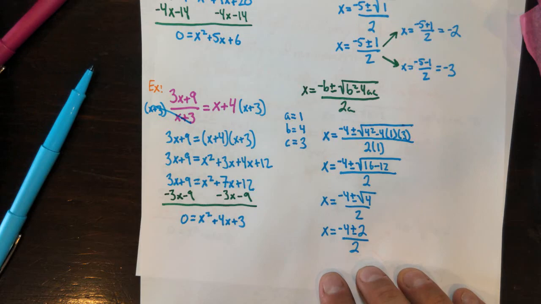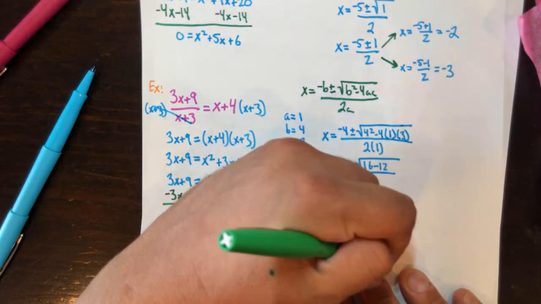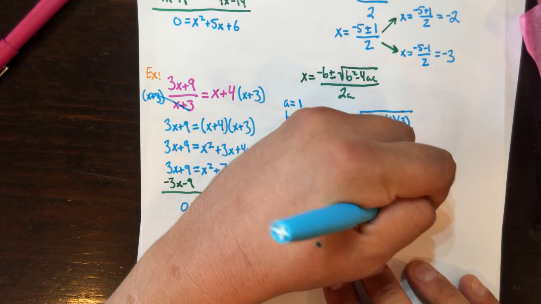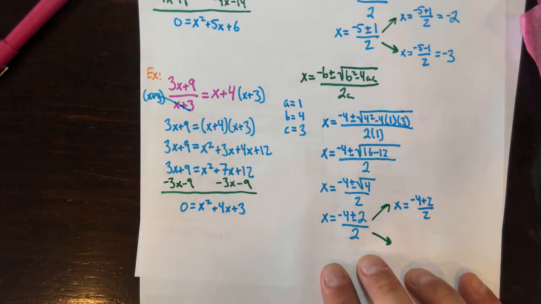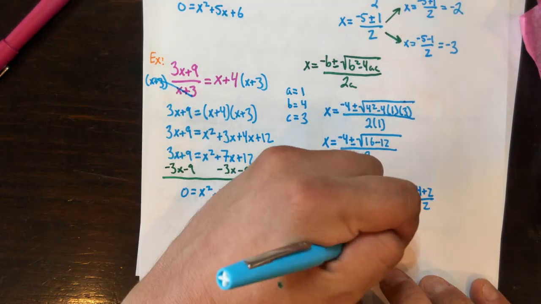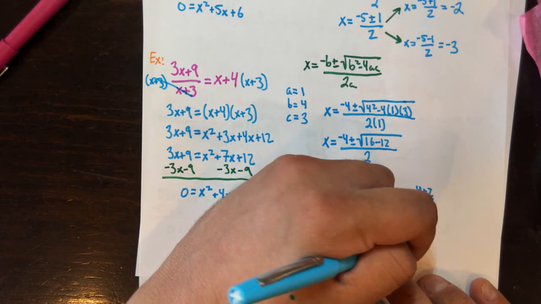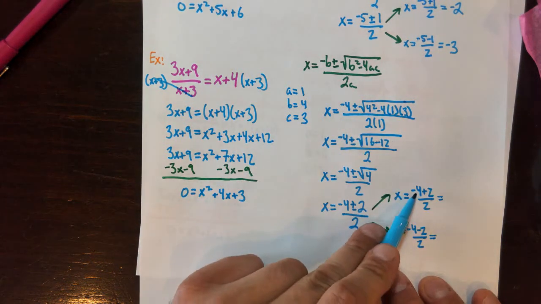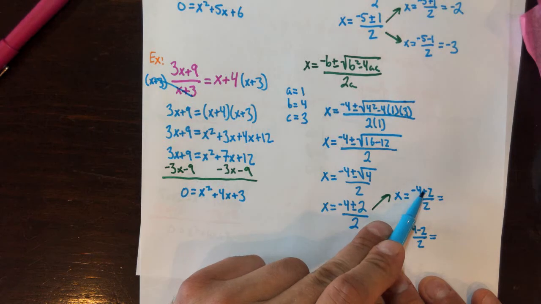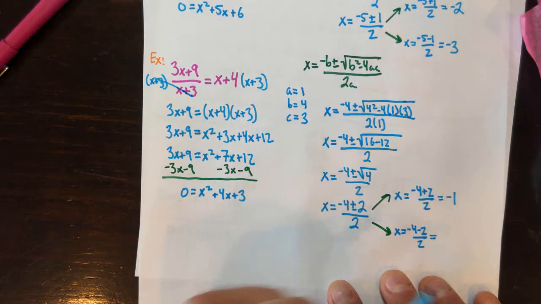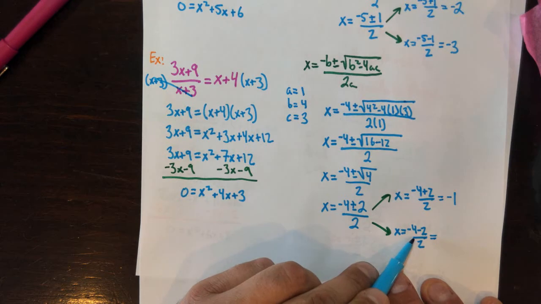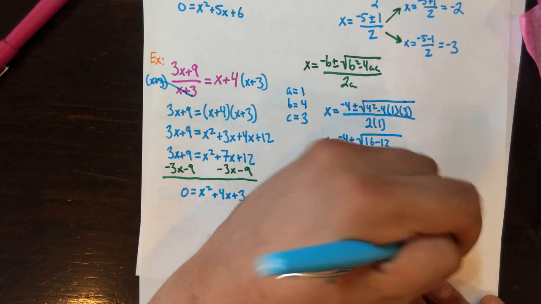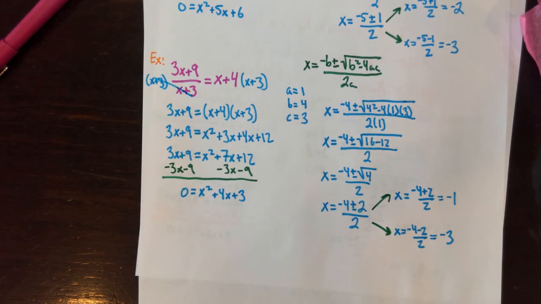And then we can split it into two equations now, where we're going to have x equals negative 4 plus 2 over 2, and x equals negative 4 minus 2 over 2. So simplifying the top one, negative 4 plus 2 is negative 2. Negative 2 divided by 2 is negative 1. Negative 4 minus 2 is negative 6. Negative 6 divided by 2 is negative 3. So we have negative 1 and negative 3.